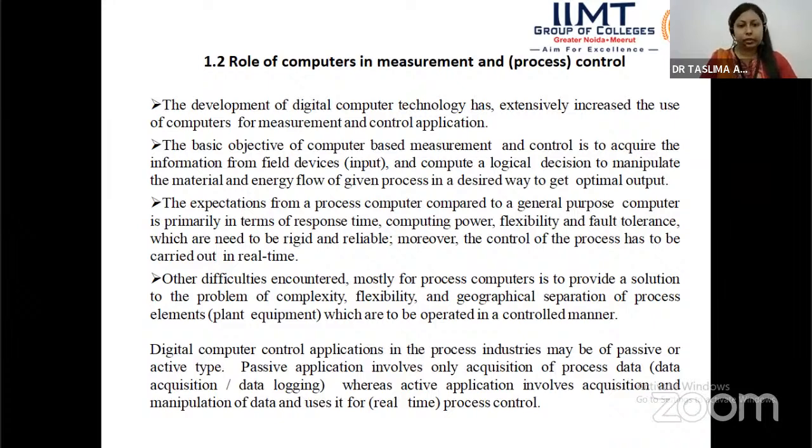The other difficulty encountered for a process computer is to provide a solution to the problem of complexity, flexibility, and geographical separation of process elements. Like that, digital computer control applications in the process industries may be passive or active. Passive application involves only acquisition of process data, whereas active application involves acquisition and manipulation of data also.